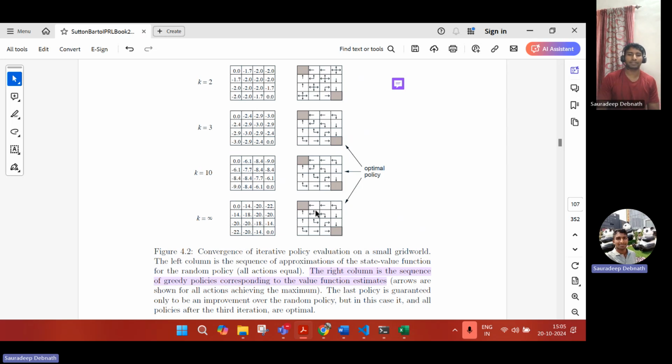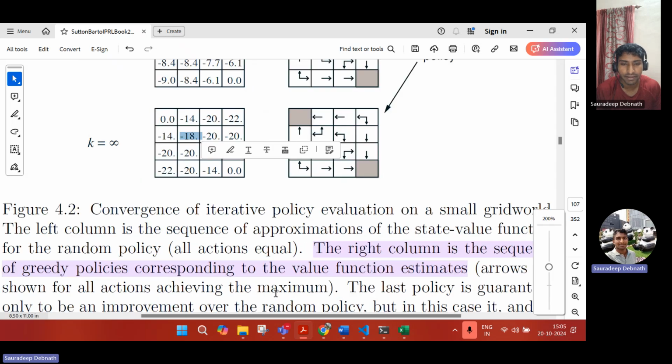And once we are somehow able to evaluate the right value function, which we'll see in a moment, all we've got to do is greedily take a step. As in, suppose we are at -18, right? So there are four options to go from here. I could go left, which gives me -14, up -14, right -20, and bottom -20. So what is the best course of action that will give me maximum reward? I could go either left or up, right? So that is the greedy policy.